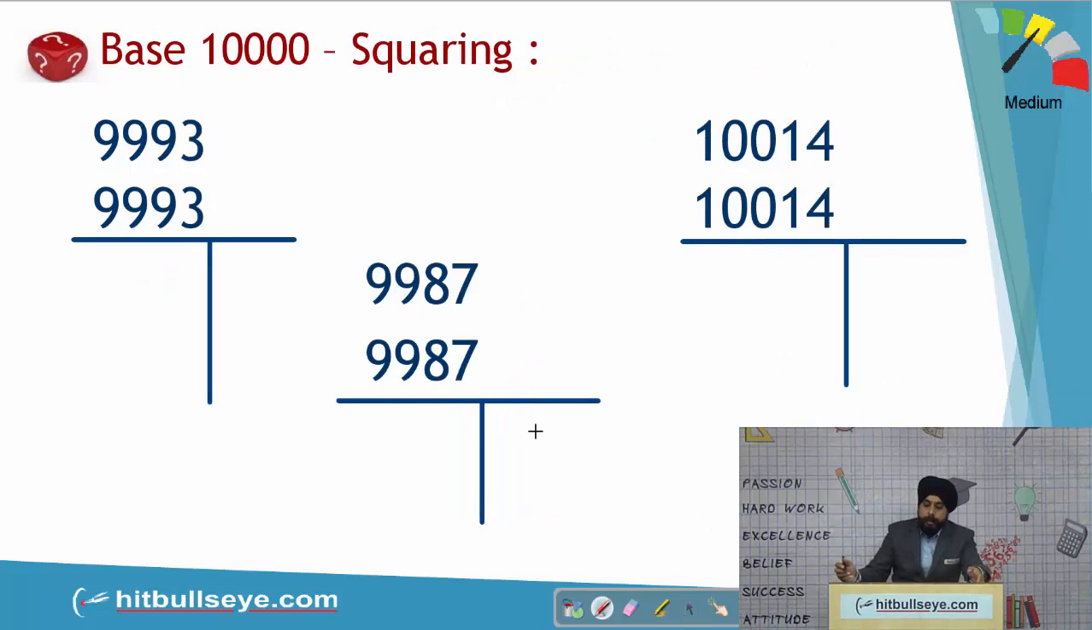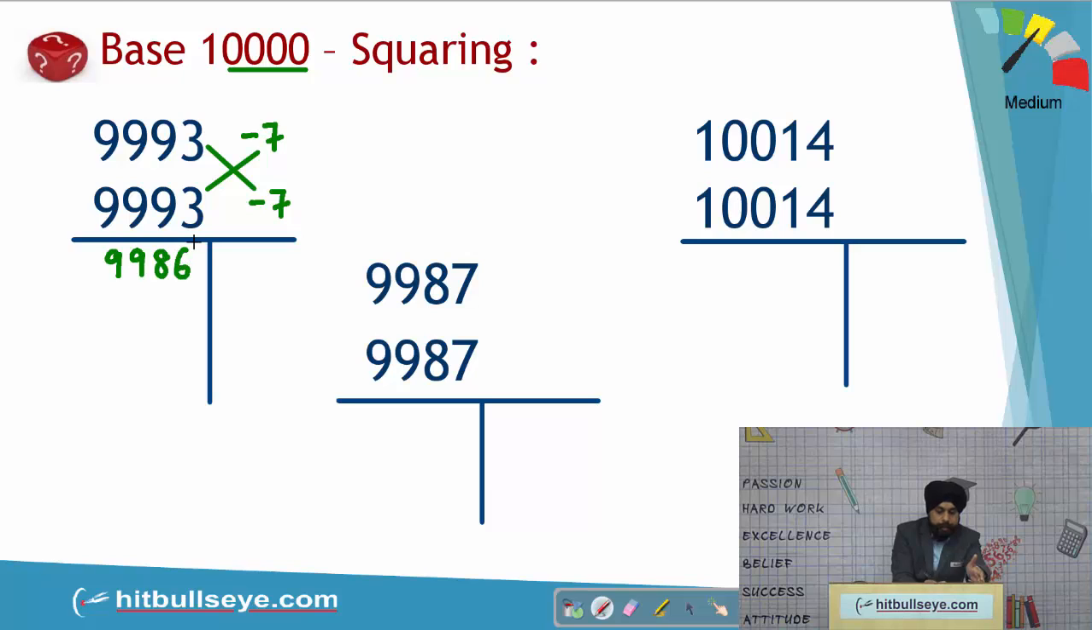Students, in 10,000 base, needless to say, you all can remember here, the base has 4 zeros. So there will be 4 digits on the right hand side. Now it is minus 7. Now again subtracting 7, students, it gives us 9986. Now 7 square is 49. We require 4 digits. So there are already 2. So we place 2 zeros of our own. It is 0049.